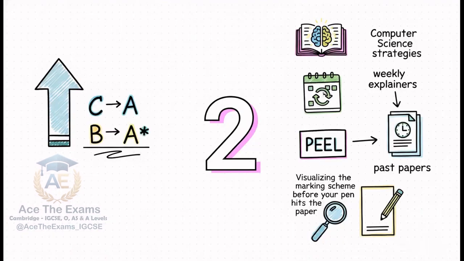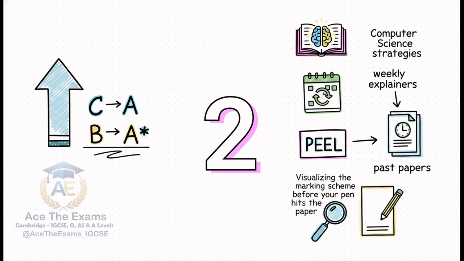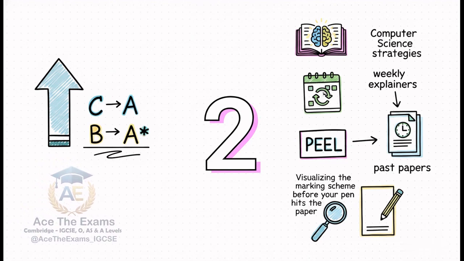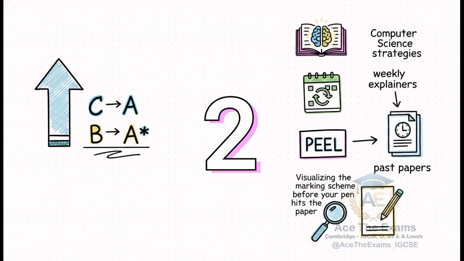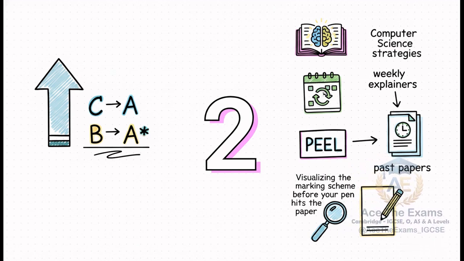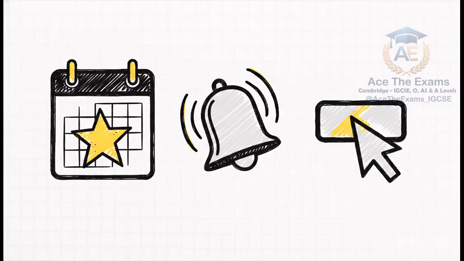2. I want you to focus on that number for a second. Students who actually implement these exact strategies, who stop summarizing and start analyzing, see an average improvement of 2 full grade boundaries. Let that sink in. That is literally the difference between sitting at a C and jumping to an A, or moving from a B to a flawless A star. But here's the reality check. That transformation only happens if you apply the PEEL framework to every single past paper you touch from today onwards. It's all about working smarter and visualizing that examiner's marking scheme in your head before your pen even hits the paper.